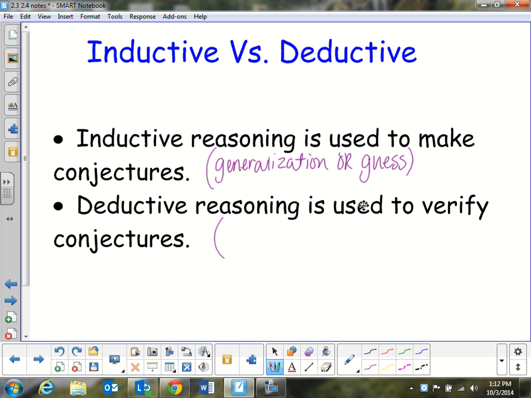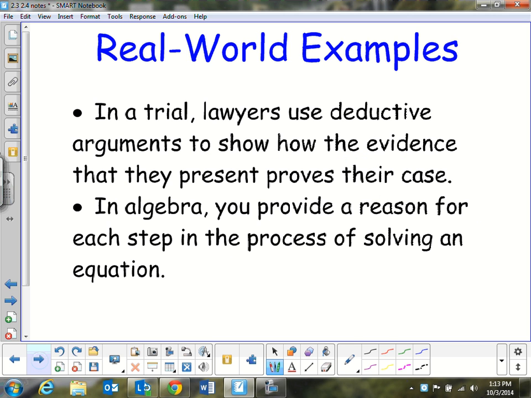So this one shows actual proof that the answer is correct. So this one you have proof. You have valid reasoning behind your answer, and you should be able to determine the difference between the two. I said a little while ago that in the real world, lawyers use deductive reasoning to show evidence in the courtroom. In algebra, you can provide a reason for each step you take in the process of solving the equation.